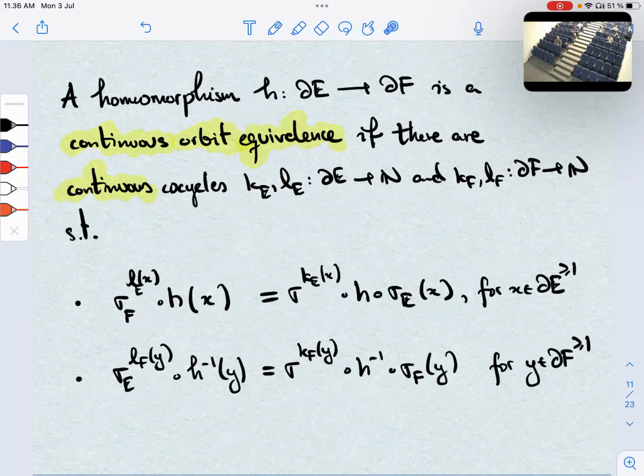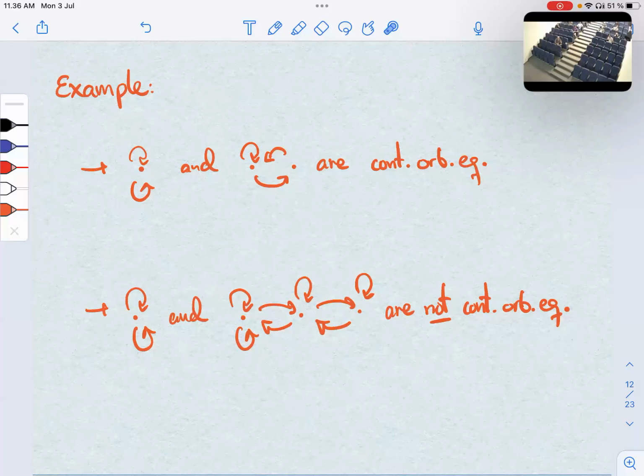This is the definition again. And then I wanted to give you just a few examples. We saw this example before. I told you that these two things are not conjugate. The reason being that this is the full shift, so it has entropy log 2. This is not the full shift. It's usually known as the golden mean shift, because its entropy is the golden mean, and entropy is an invariant of conjugacy, so they cannot be conjugate, but they are continuously orbit equivalent.